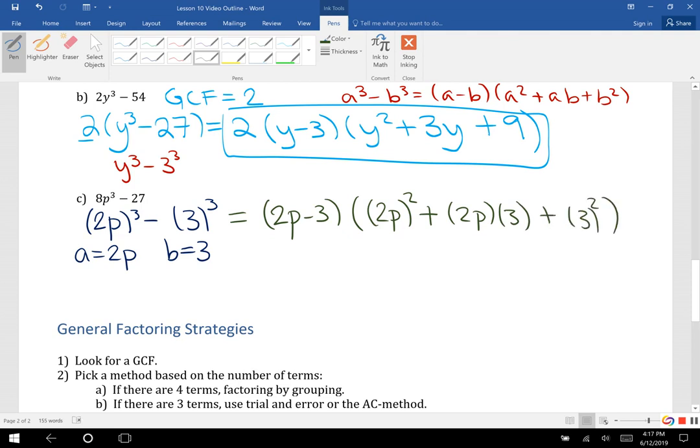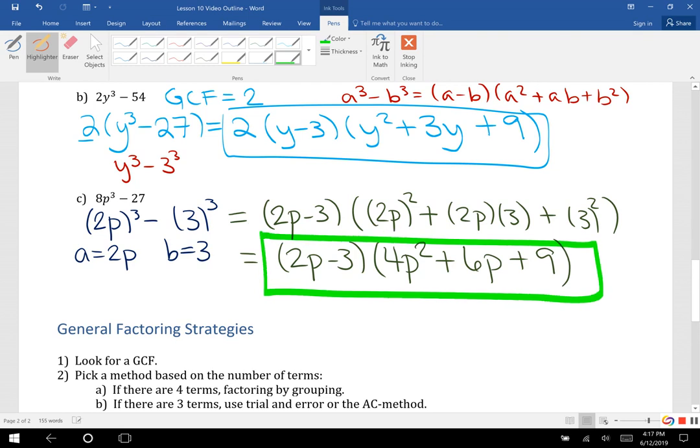All right, so that's 2p minus 3. And then 2 squared is 4, so this is going to be 4p squared. And the middle term should be a 6p plus 9. And that's my final answer.